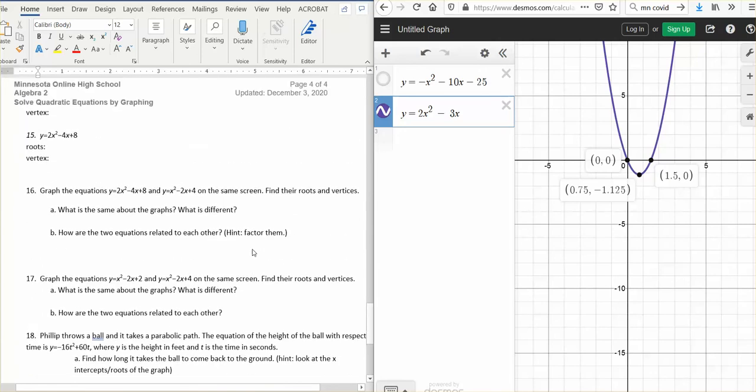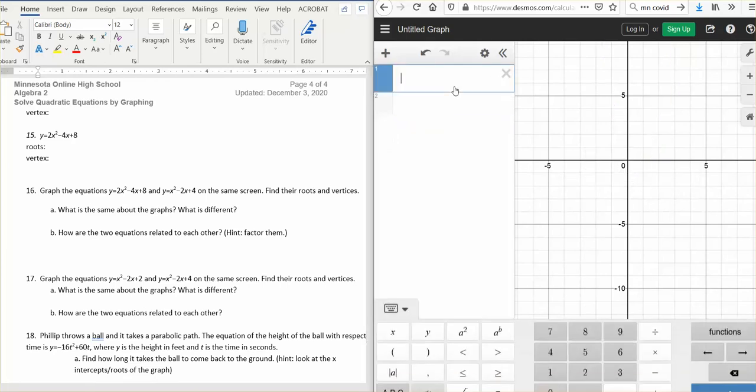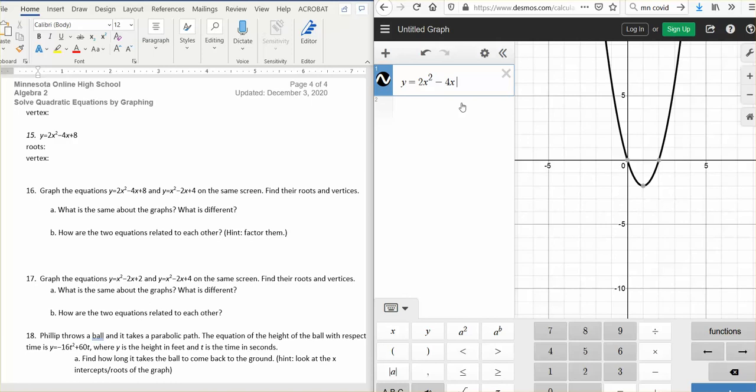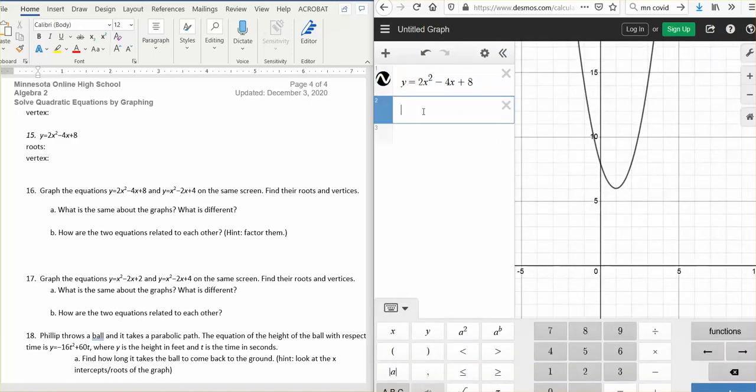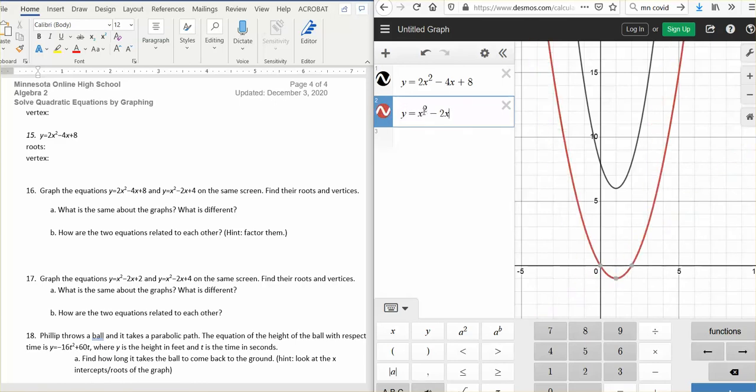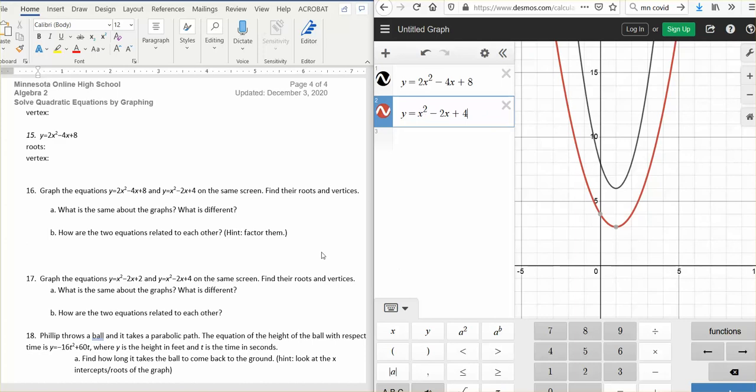I'm just going to type in these two from number 16. So let me get rid of these. In number 16, it says graph y equals 2x squared minus 4x plus 8. So that's this graph here. And also y equals x squared minus 2x plus 4. It says graph them both on the same screen. Find the roots and vertices.